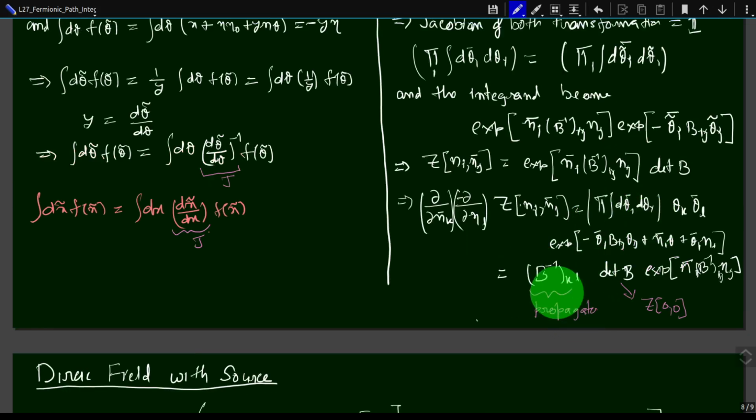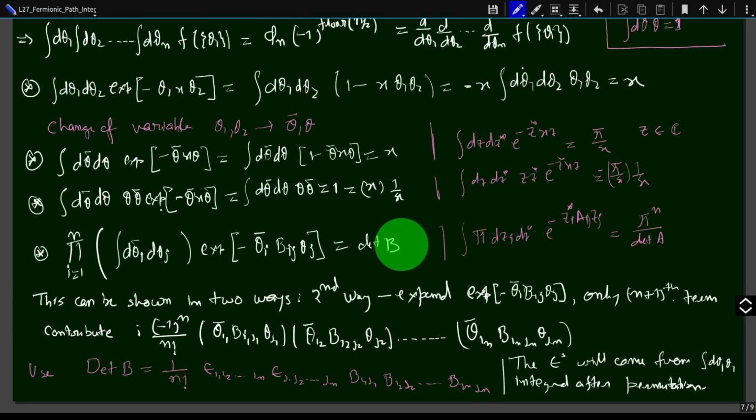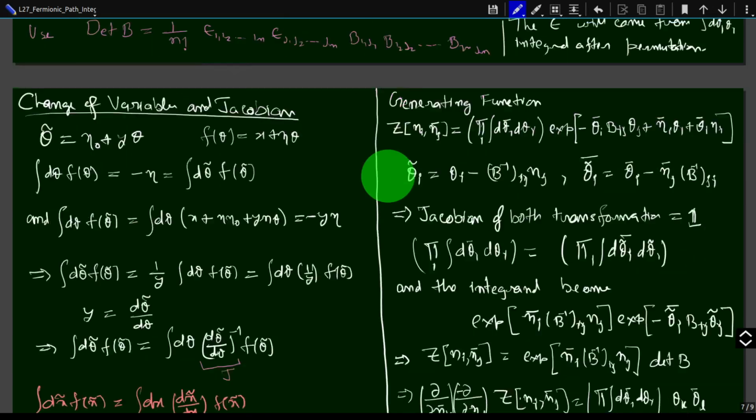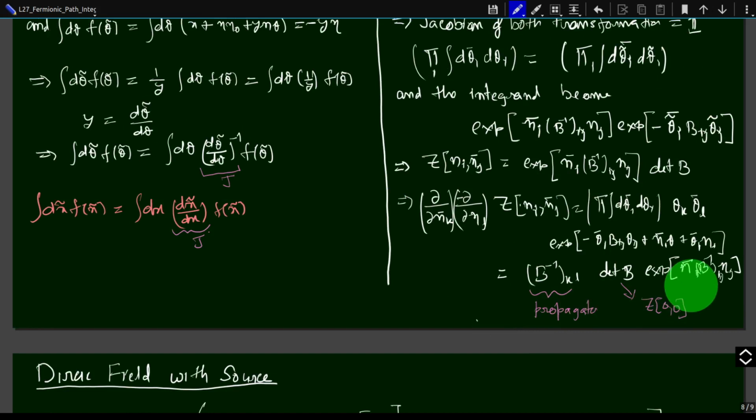So this looks like a propagator. What I said over here: when you take the moments, the behavior is that moments just bring the inverse of whatever is sitting over there. That property remains the same between the bosons, the complex numbers, and the Grassmann numbers. What changes is the value of the Gaussian integral. The Gaussian integral has a determinant instead of 1 by determinant.